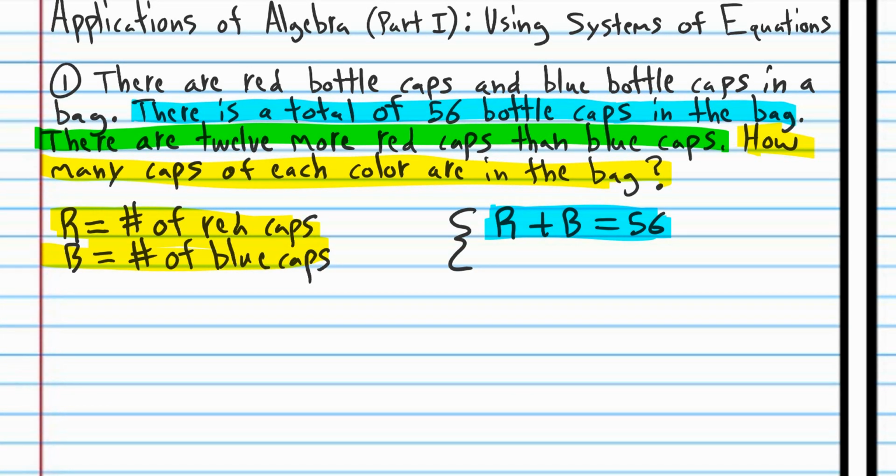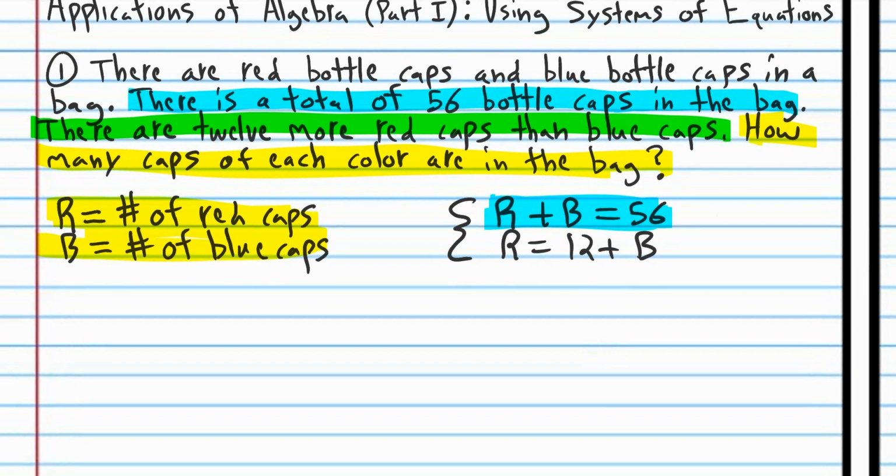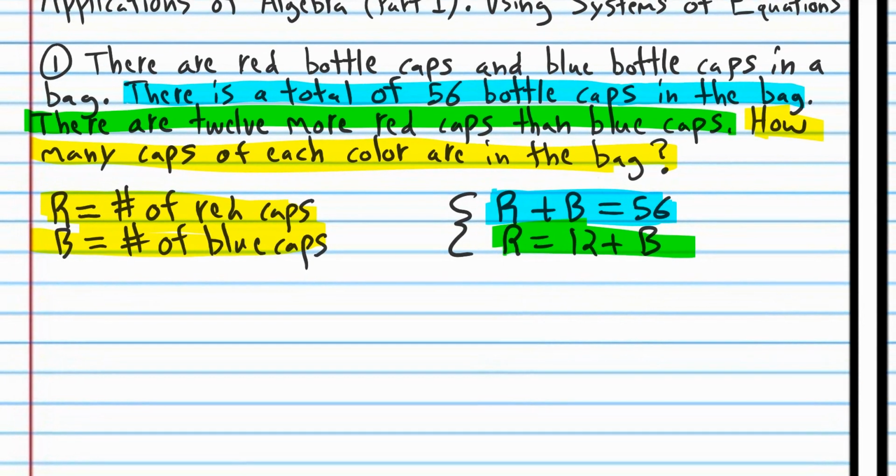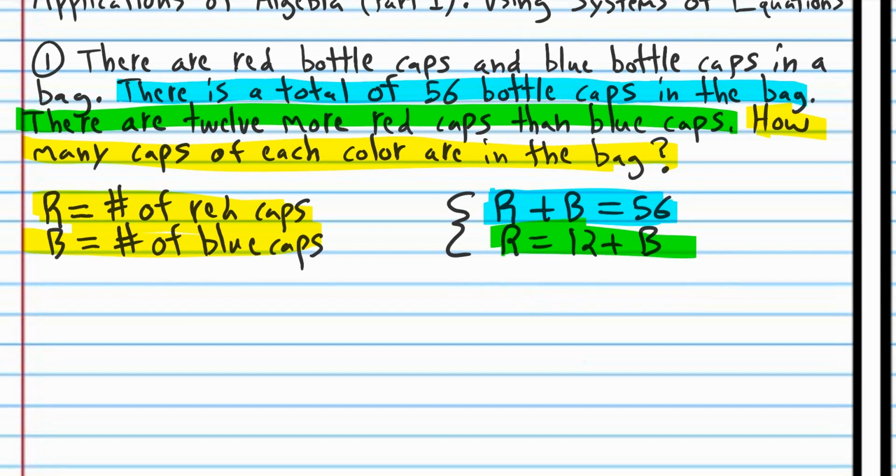So now, there are 12 more red caps than blue caps. So that means R is equal to 12 plus B. That's the hard part. And the reason that that's the hard part is because a lot of students will say B is equal to 12 plus R. It's very common to make that mistake. So if you get the wrong answer, just be aware that that could be the source of your error.